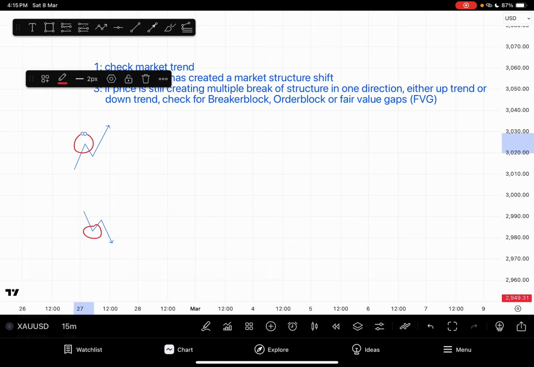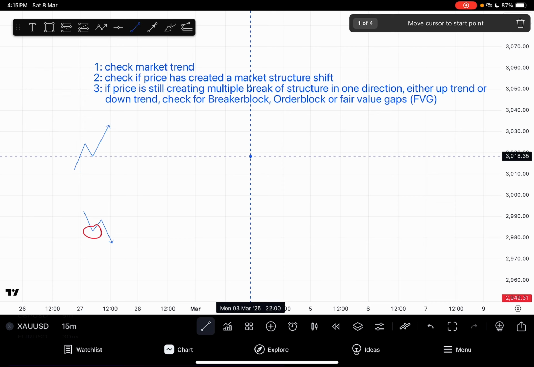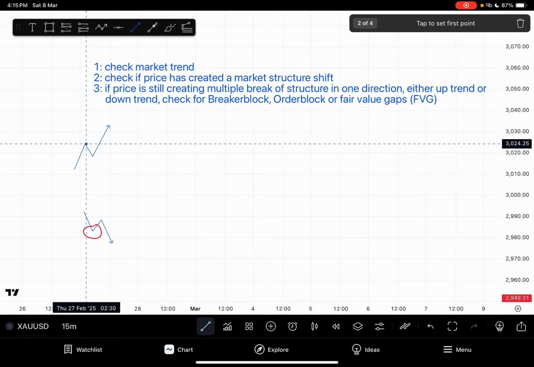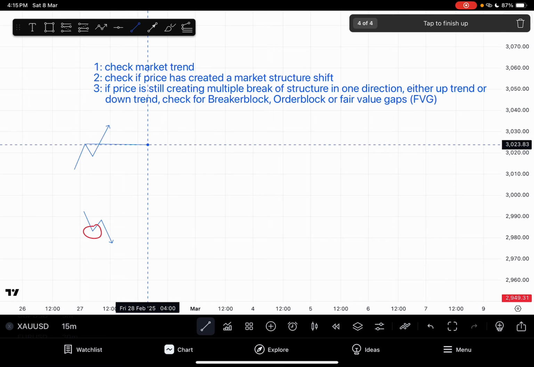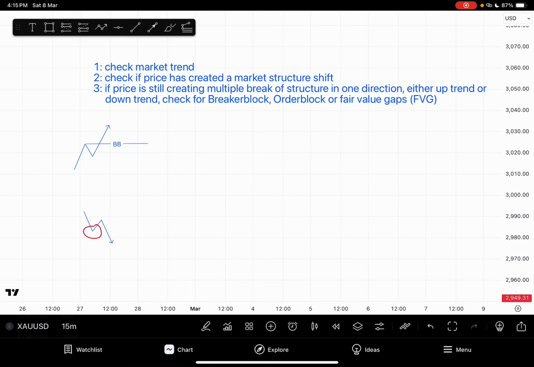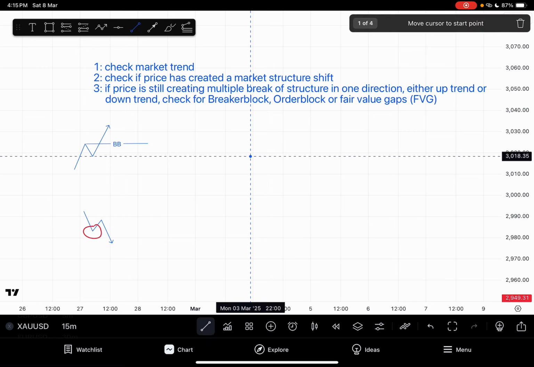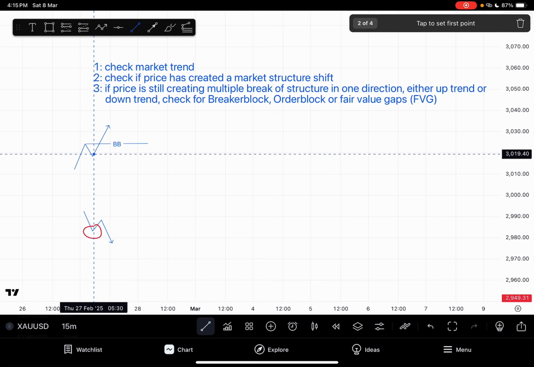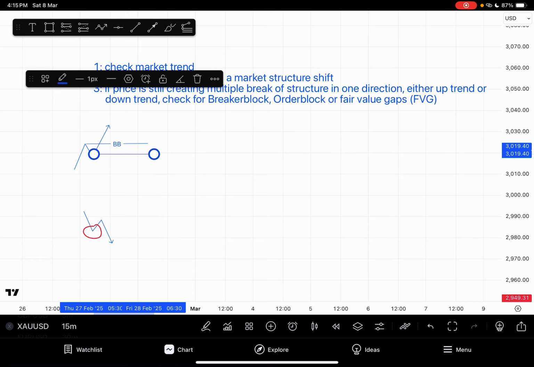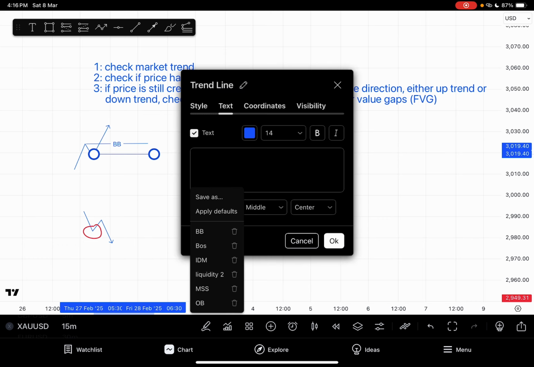And for an uptrend, you can see the breaker block at this point. For an uptrend, you can see the order block at the bottom. This is for a breakout structure, so see the order block at the bottom.